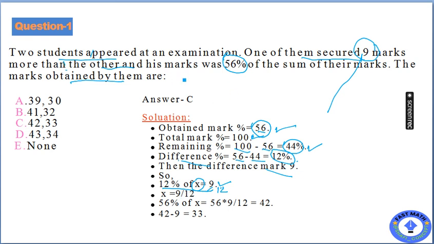In this problem, 56% is the highest mark achiever. That means 56% of x is equal to 56 into 9 by 12. That is 42, the highest marks in that particular examination. If we think of A and B, A got 42. The second one, who got less, is 42 minus 9, since 9 is the difference. That means 42 minus 9 is 33. So the answer is C.